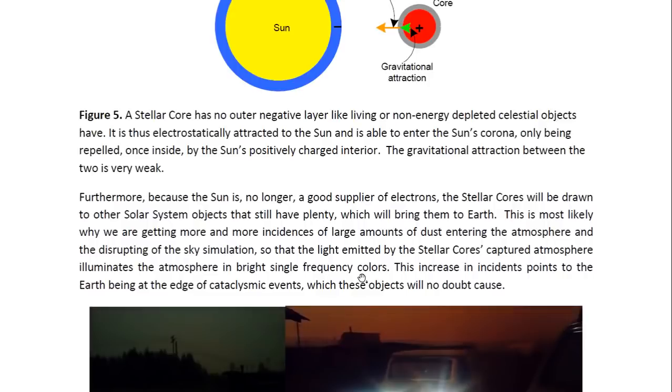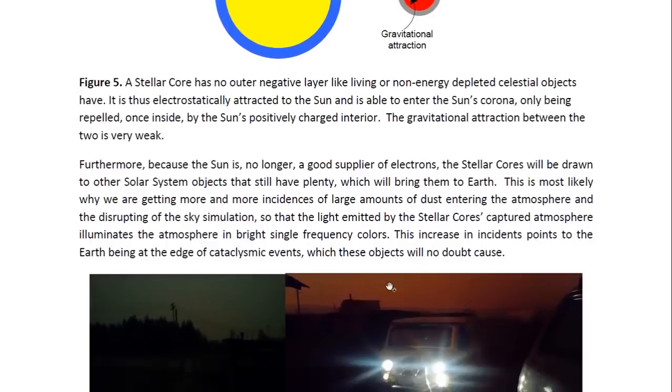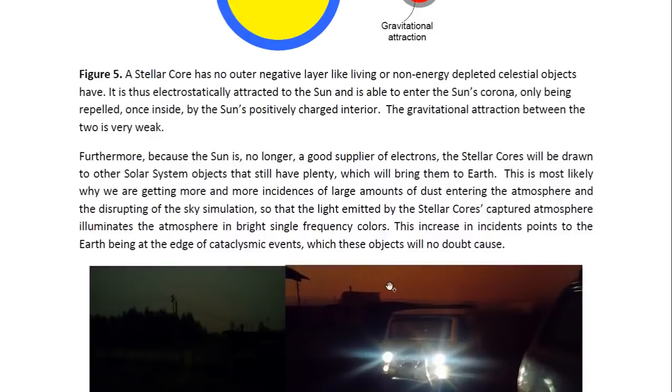Furthermore, because the sun is no longer a good supply of electrons, the stellar cores will be drawn to other solar system objects that still have plenty, which will bring them to Earth. This is most likely why we are getting more and more incidences of large amounts of dust entering the atmosphere and the disrupting of the sky simulation, so that the light emitted by the stellar core's captured atmosphere illuminates the Earth's atmosphere in bright single frequency colors. This increase in incidence points to the Earth being at the edge of cataclysmic events, which these objects will no doubt cause.